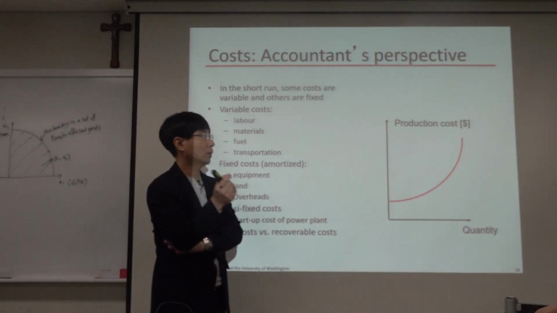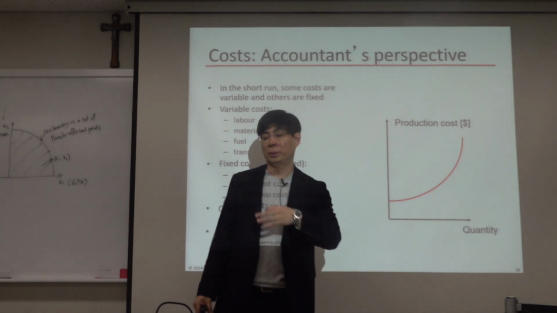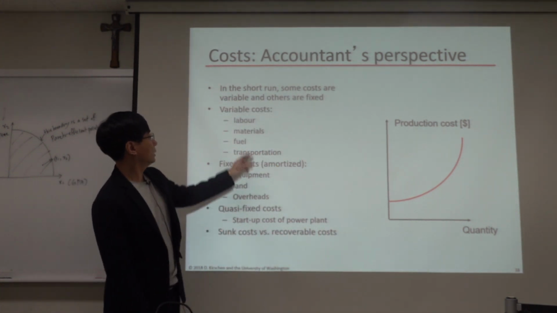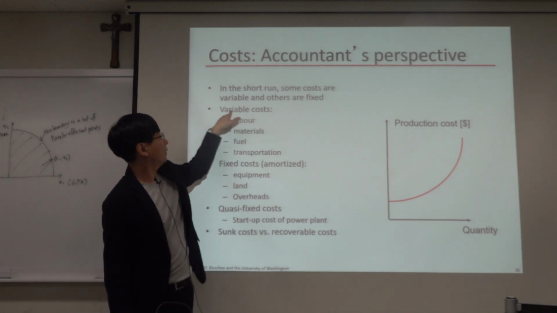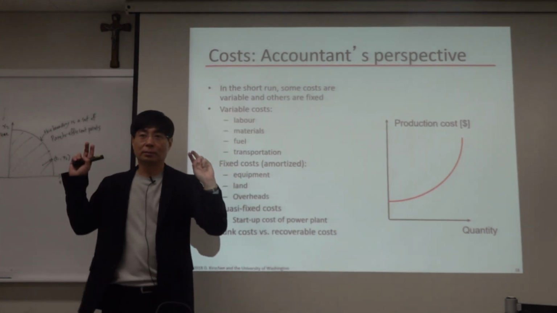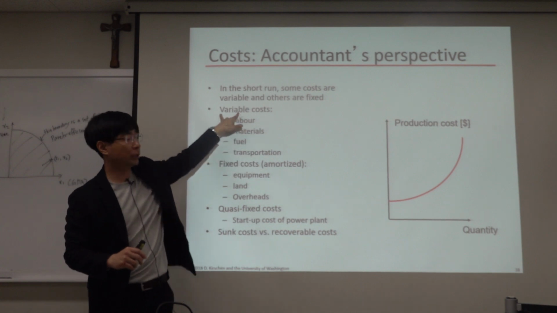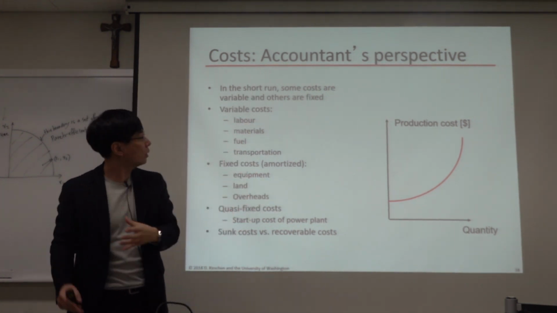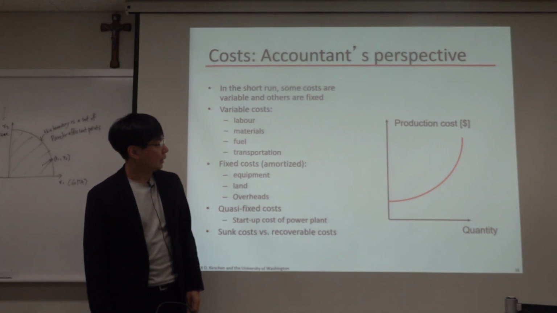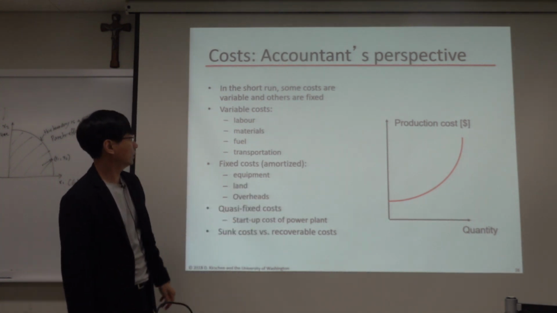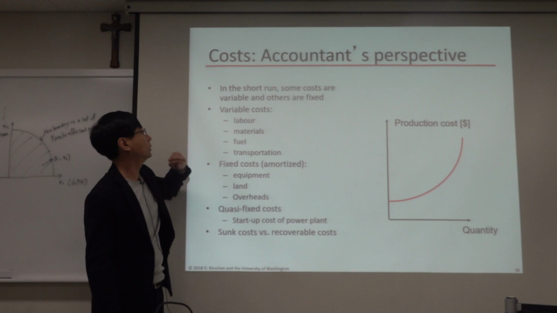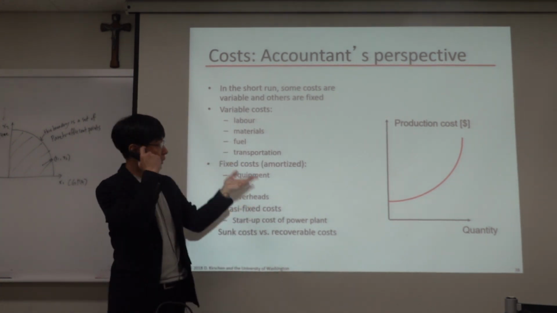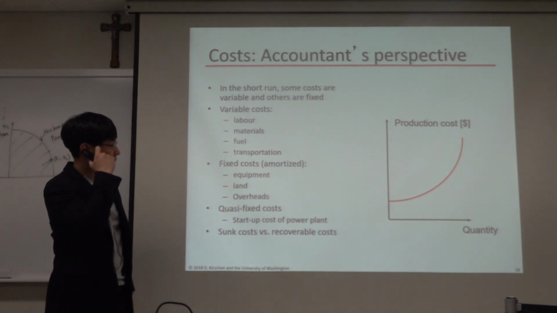Okay, but also other parts should be proportional to y, right? So that is called variable cost. Here, variable does not mean 변수. This is just an adjective. Cost that varies depending on the quantity, and the factors are labor, material, fuel, transportation fee, etc. Okay, so these are variable cost.